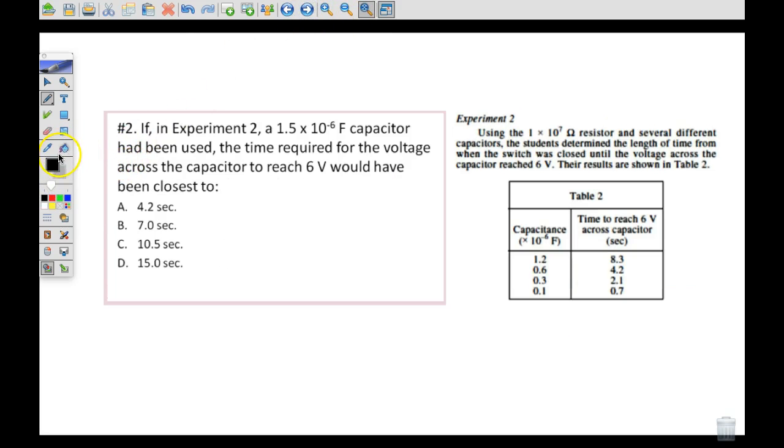In our second question, it asks if in experiment 2, a 1.5 times 10 to the negative 6 farad capacitor had been used, the time required for the voltage across the capacitor to reach 6 volts would have been closest to what? After looking at my data table for experiment 2, which is table 2, I have capacitances of 0.1, 0.3, 0.6, and 1.2. So 1.5 would be up here. So we're predicting a result of a trial that wasn't taken. There's a couple options here.